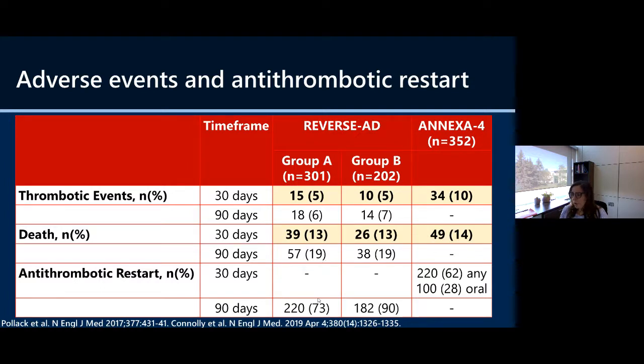And in these studies, of course, some patients restarted anticoagulants. In REVERSE-AD, you can see about 3/4 of the bleeding patients restarted. We don't know what they restarted, whether it was low dose or full dose, antiplatelet therapy, or parenteral. Same thing with ANNEXA-4: 2/3 had started any anticoagulant, but only 1/3 started an oral anticoagulant. Again, we don't know the doses. So this remains to be seen and is a controversial topic and something that I'm studying.